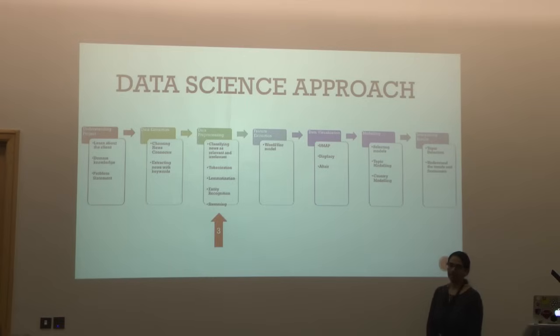Once I get it, I have to start pre-processing. When I get the data from the API, it may or may not be relevant to me, so I have to classify it. Then I do some NLP, that is natural language processing, which is basically news analytics. I have to do some steps: tokenization, lemmatization, entity recognition, and then stemming. I'll explain all of it.